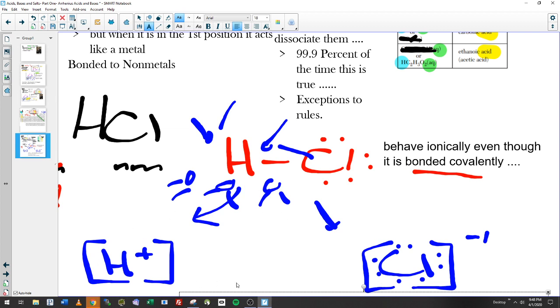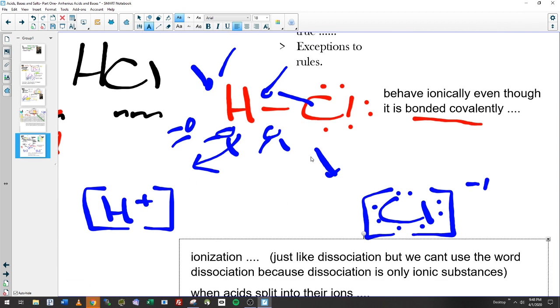The end product is exactly the same. These ions are now free to move around and do their business, but the actual mechanism as to how that happens is very different, which is the reason why they had to give it a new name called ionization. The mechanism is way above the Regents level curriculum. If you're in honors or AP, maybe they would talk about that. We will never speak about how ionization happens.